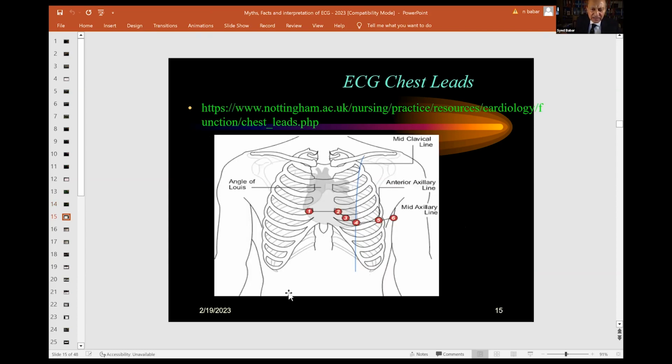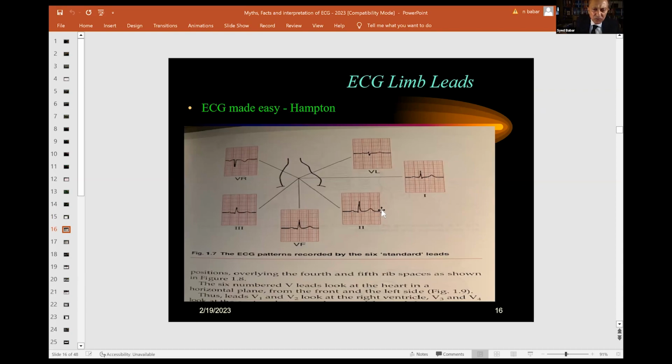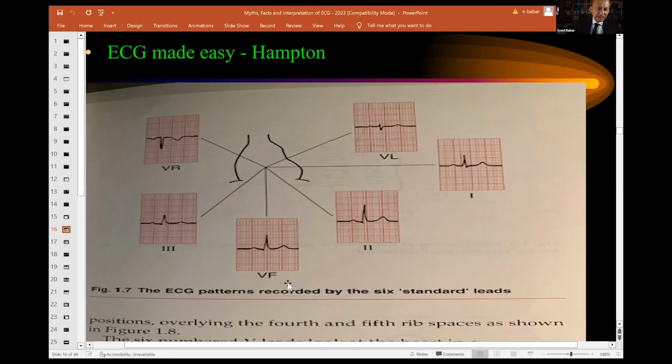Looking at the chest leads, this is lead V1, and then this is lead V2, and the mid-clavicular line is lead 4, and between lead 2 and lead 4 is lead 3. The anterior axillary line is lead 5, and then the mid-axillary line is lead 6. If you see this, it is easy to understand that not each lead is the same.